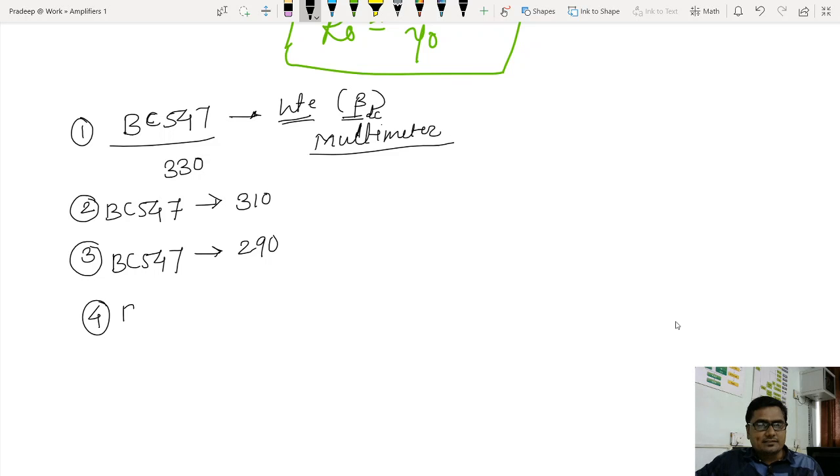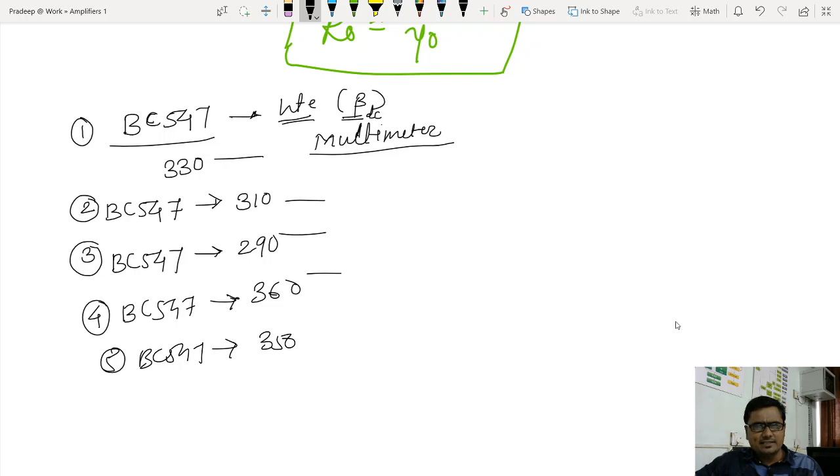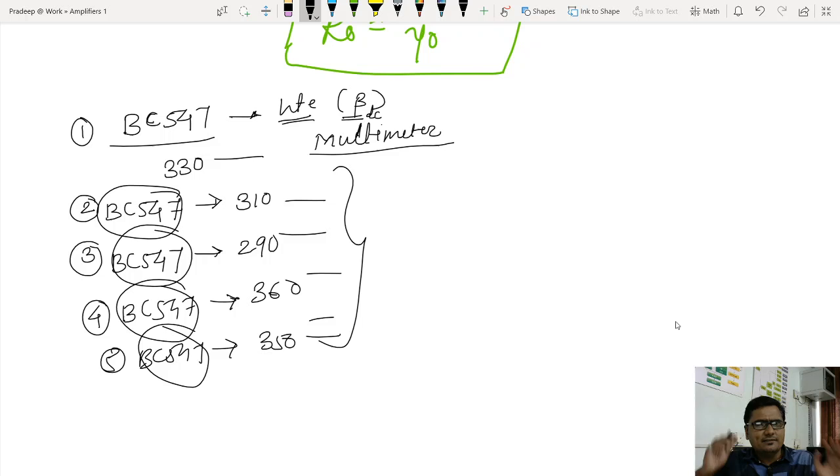You repeat the process, taking another BC547 and measuring HFE. Now it is showing 360. You take another BC547, measure HFE. Now this is showing 350. Look at the value. Is the value the same every time? It means even if the transistor is the same everywhere, it is BC547, BC547, BC547, BC547, every time I am taking a BC547 transistor, but still HFE is different.